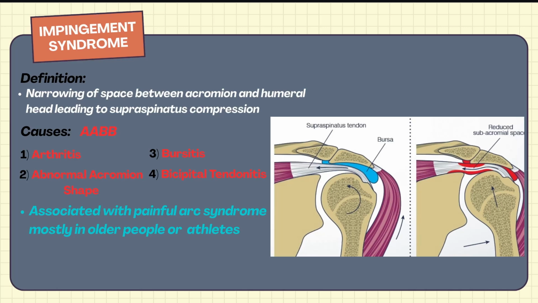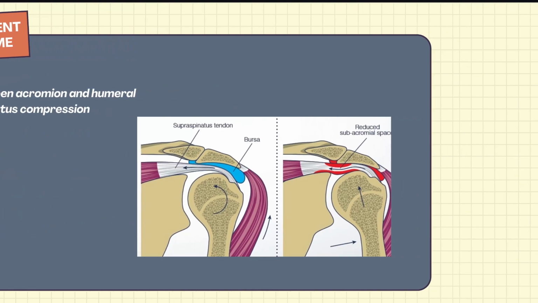Associated with painful arc syndrome, mostly in older people. This is why it's the same thing. If a patient is having pain while abducting his shoulder, and the shoulder reaches between 40 to 120 degrees, this means the patient is going through painful arc syndrome due to bursitis or impingement syndrome. Bursitis can cause impingement syndrome.